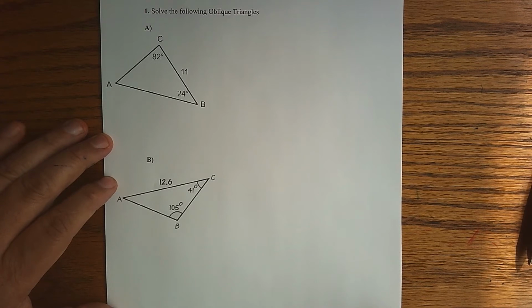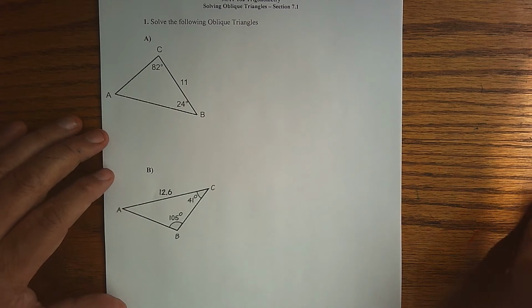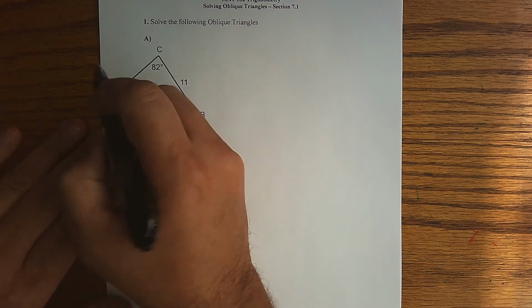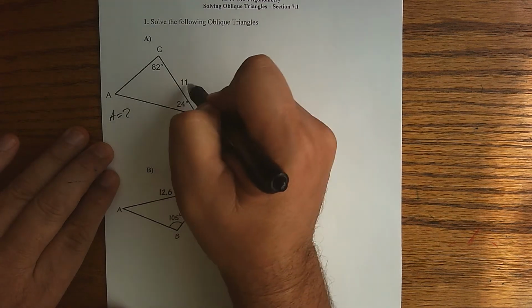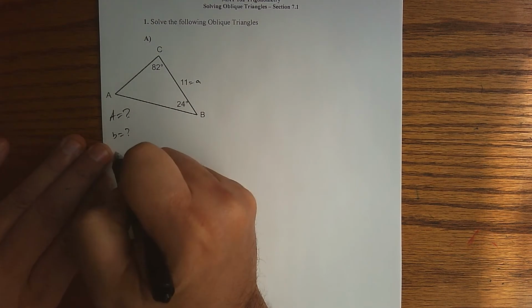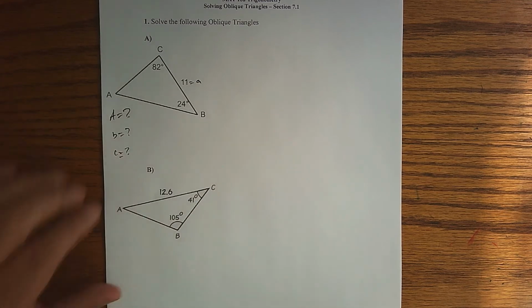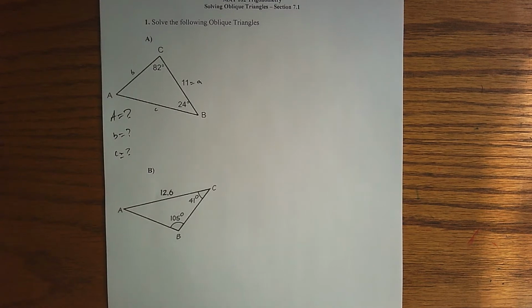Okay, you guys, so let's go ahead and solve some oblique triangle situations. Here, we don't know what the angle A is. We actually know what side A is, but we don't know side B, and we don't know side C. So those are the things that we basically have to figure out for this situation.